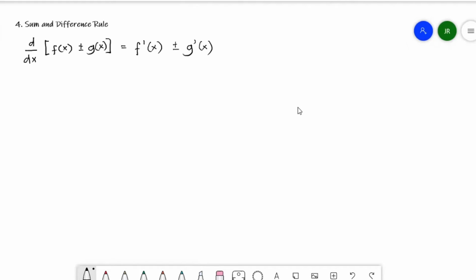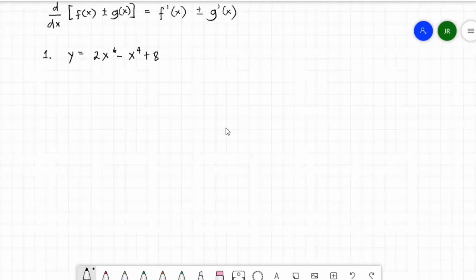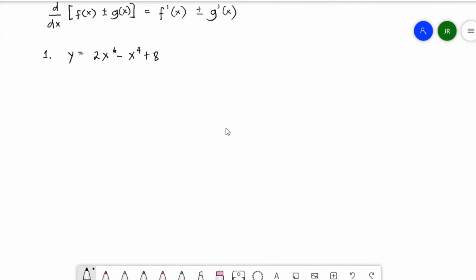And then for example number 1, y is equal to 2x raised to 6 minus x to the 4th power plus 8. So 2x raised to 6 minus x to the 4th power plus 8. Let us apply the sum and difference rule. To get the derivative of this function, we have y prime. Sabi dito, kunin mo lang ang derivative ng bawat isang term.